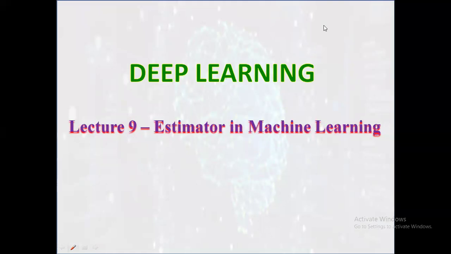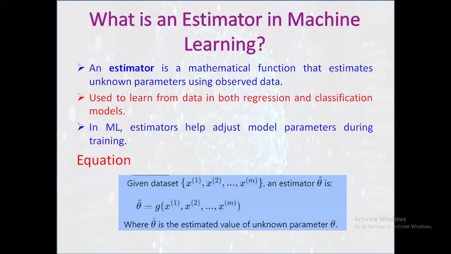In this lecture, we'll briefly discuss the topic of estimators in machine learning. First, we should know what an estimator is. What is an estimator in machine learning? An estimator is a mathematical function that estimates unknown parameters using observed data, and it is used to learn from data in both regression and classification models.